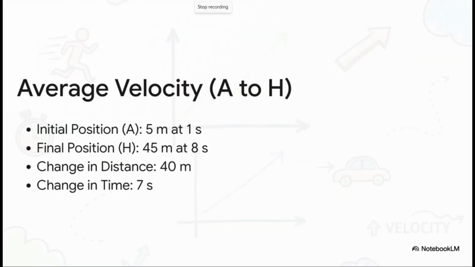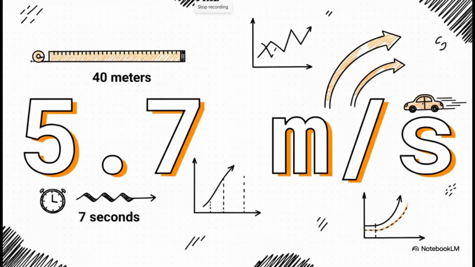Okay, before we get to the tricky part, let's do the easy one first. The average velocity between point A and point H. We'll use our old formula. So, at point A, the clock says 1 second, and we're at the 5-meter mark. At point H, it's 8 seconds, and we're way up at 45 meters. So, the total distance covered, 40 meters, and the time it took, 7 seconds. You do the simple division, 40 meters divided by 7 seconds, and you get about 5.7 meters per second.